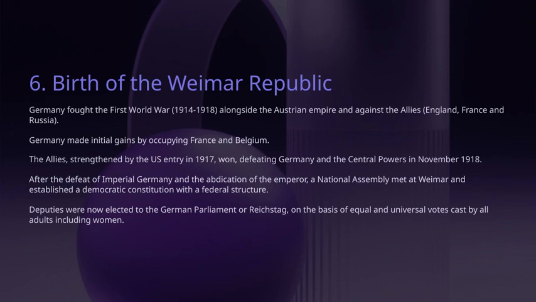Overall, this slide shows how the end of World War I led directly to the formation of the Weimar Republic, transforming Germany's political landscape from an imperial autocracy to a democratic state.